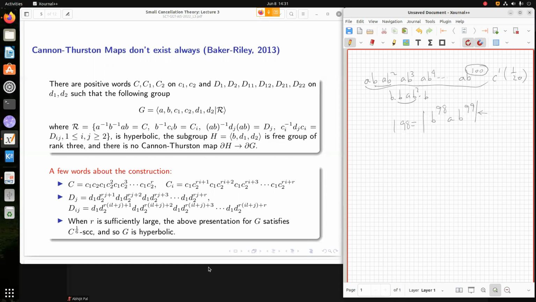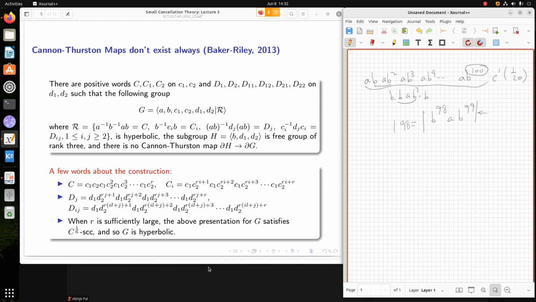So if we consider positive words C, C1, C2, these three on C1 and C2, and D1, D2, D11, D12, D21, D22. So how many here? 6. So these 6 on D1 and D2 and these 3 on C1 and C2. If we have these positive words, and if we have a group G generated by A, B, and the C1, C2, D1, D2 with the set of relators R, where R is these words.